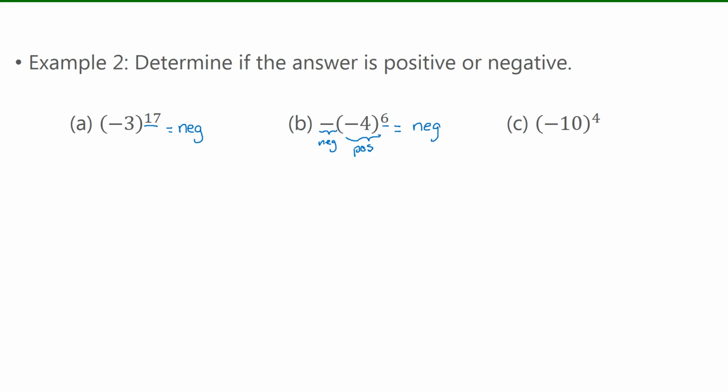And then for C, negative 10 to the power of 4. So I get a negative base with an even exponent. That's going to be positive.